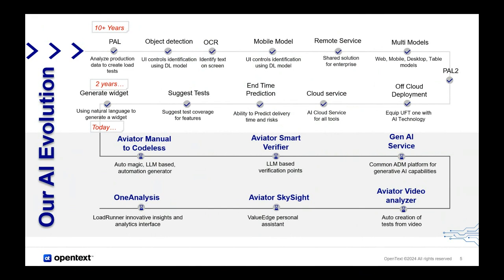through to our products having the ability to suggest test coverage for features, end time prediction, and areas like this, through to where we are today with solutions such as Aviator that sit on top of our solutions, which bring those Gen AI capabilities into it. And we have that from manual to codeless, our Smart Verifier, Gen AI services, one analysis, and different aspects of this. Some of this we can go through in more detailed sessions later on. But really, to bring to the picture here, AI evolution is part of what we are, and it is about driving that intelligence into our tooling.